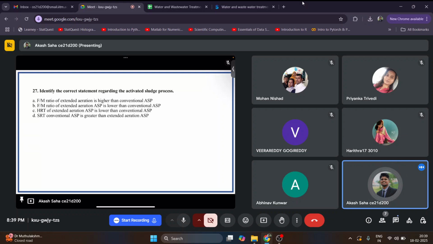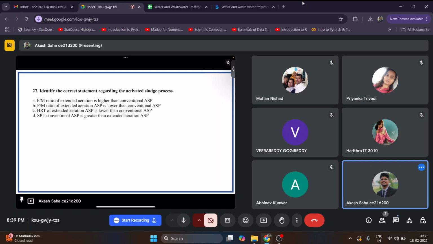The first one says that the F by M ratio of extended aeration is higher than conventional. Then the second one says that the F by M ratio is lower for extended aeration. Then HRT is lower for extended aeration, or the SRT is greater for the conventional ASP. So you have to tell me which one is correct.